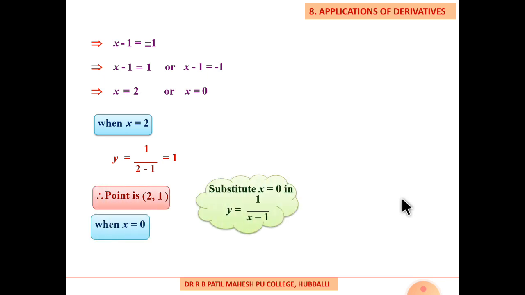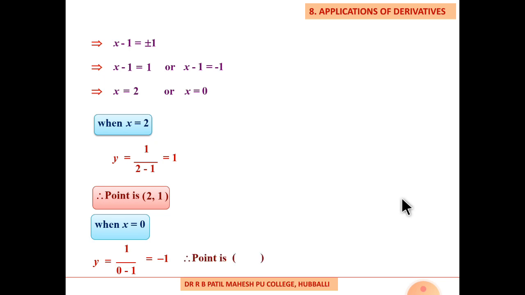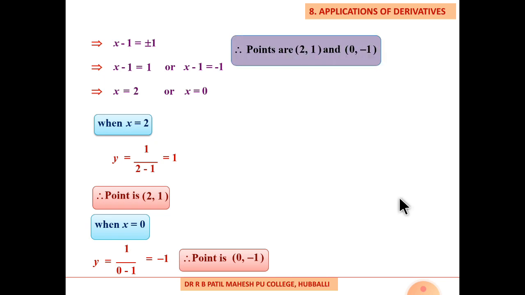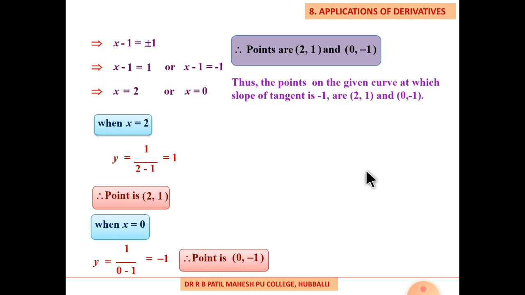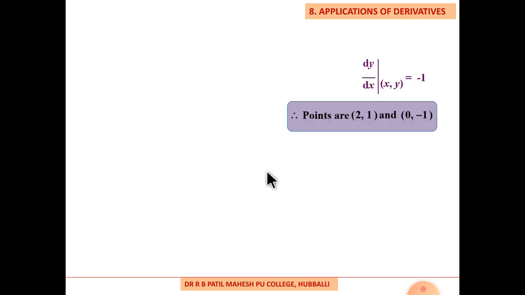When x equals 0, here y equals minus 1. So the point is (0, minus 1). So these are the required points. Therefore the required points are (2, 1) and (0, minus 1). Thus the points on the given curve at which the slope of the tangent is minus 1 are (2, 1) and (0, minus 1).